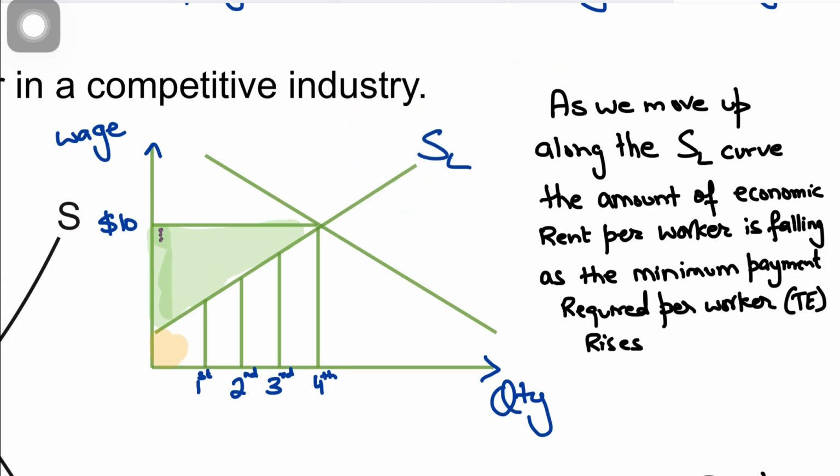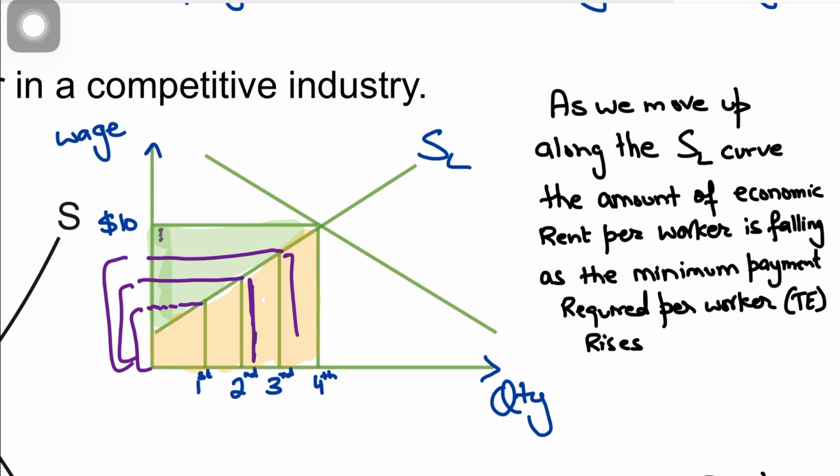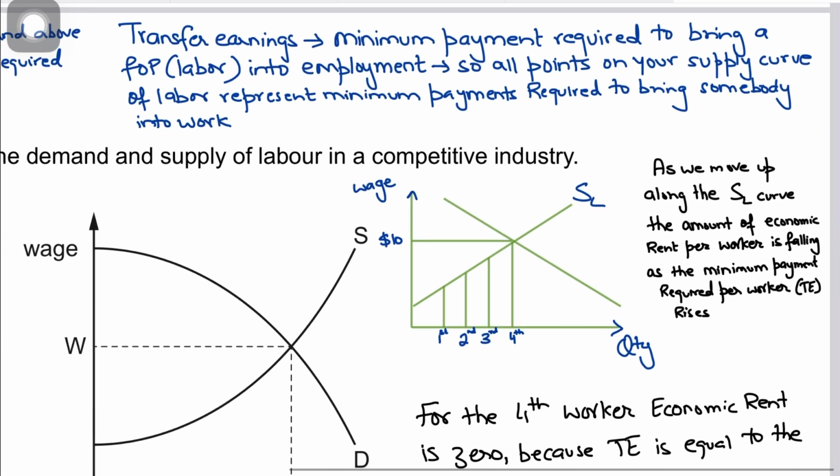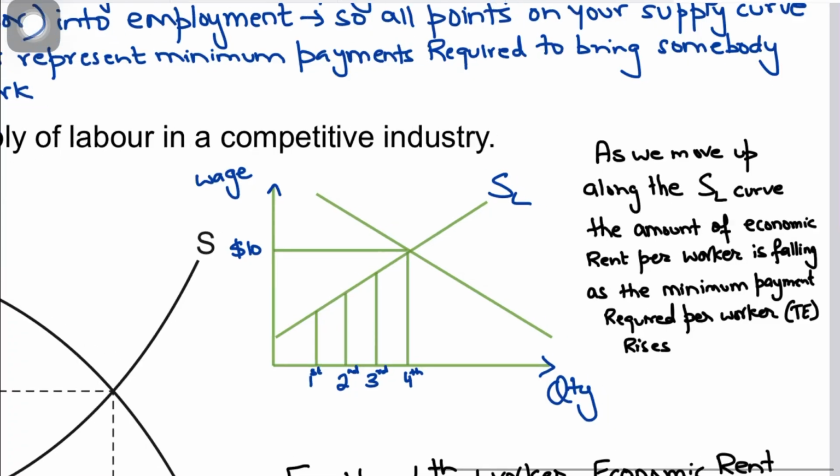While the area under your supply curve represents your transfer earnings, because this is the transfer earning for the first unit, so it's actually equal to this distance. Similarly, this distance. So again, you get a pattern of these numerous lines. This is your transfer earnings. Got it? The area below the supply curve is your transfer earnings, while the area below the wage and above the supply is your economic rent.